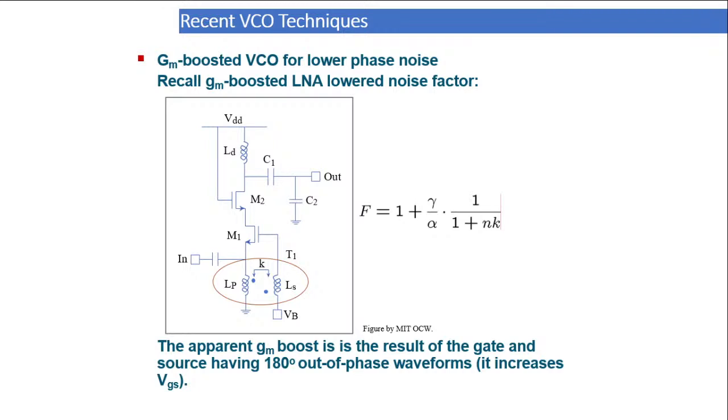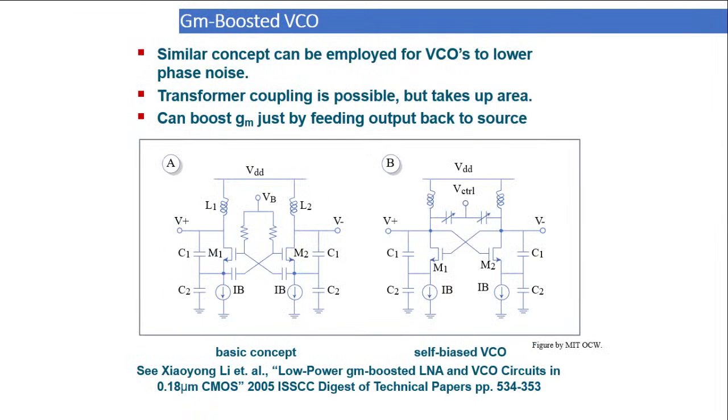F in this case is equal to 1 plus gamma by alpha, into 1 by 1 plus eta k. The apparent GM boost is the result of the gate and source having 180-degree out of phase waveforms. A similar concept can be employed in VCOs to lower the phase noise.